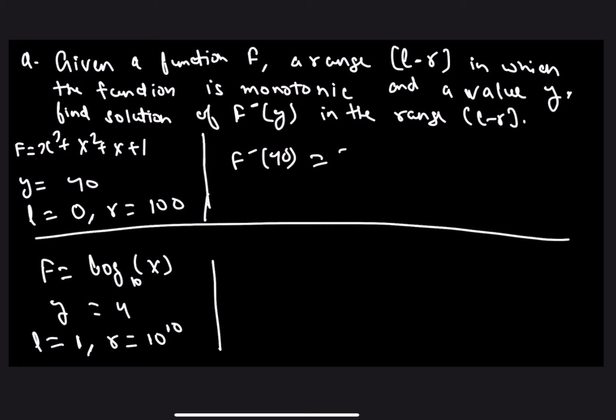So in this case the answer will be equal to 3. Let's have a look at this second test case. In this test case you have to find f inverse of 4, and the answer will be 10 to the power 4. So basically, if you do not know, logarithmic functions are monotonically increasing as well, and since the f inverse of 4 is 10 to the power 4, it lies in the range 1 to 10 to the power 10. All right, so this will be accepted as our answer.